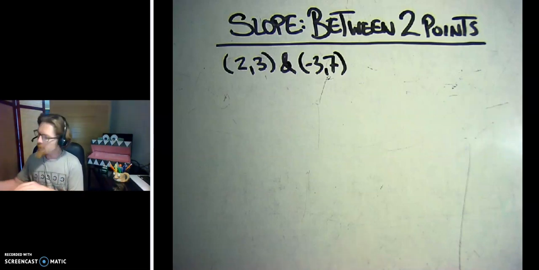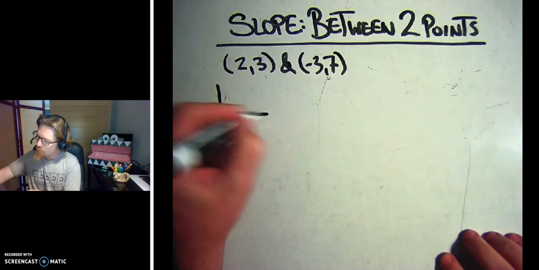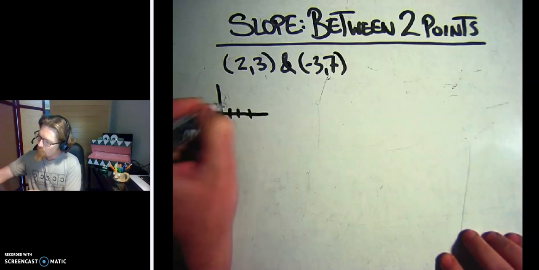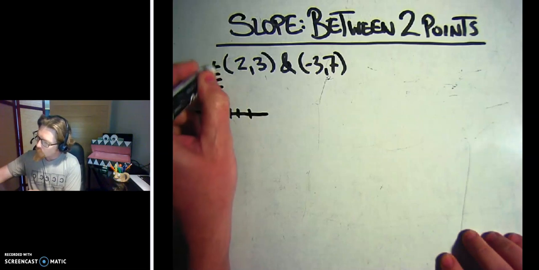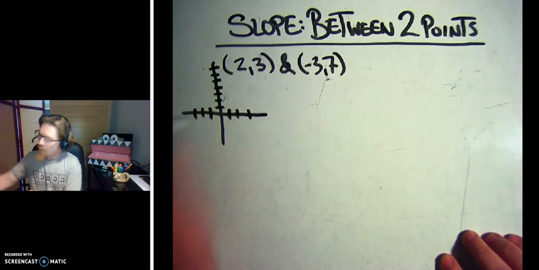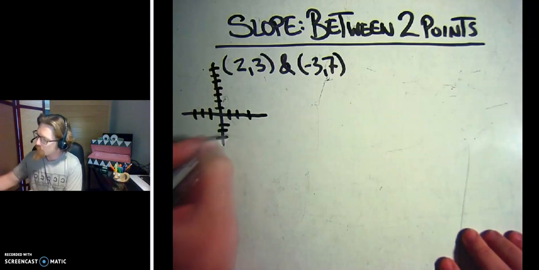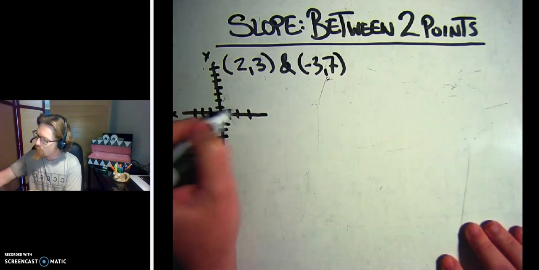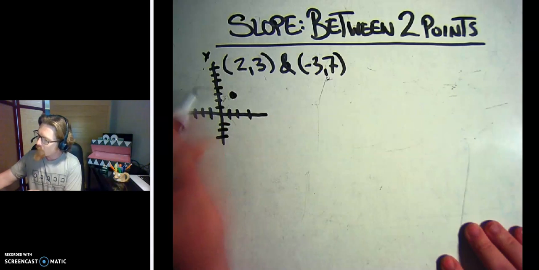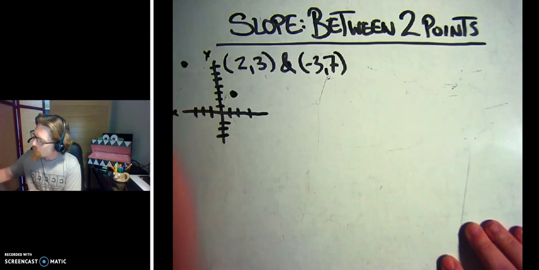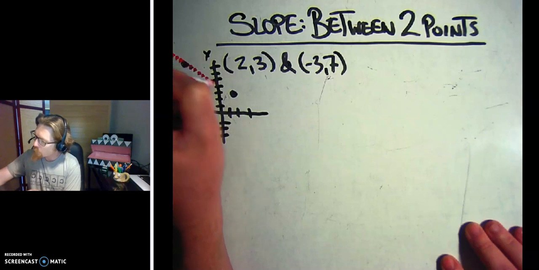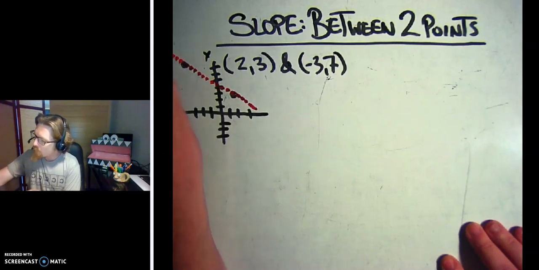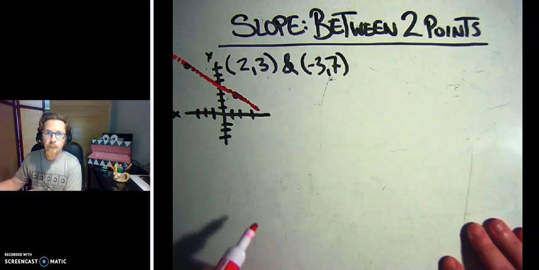Now let's just visualize these 2 points really quick. So I'm going to draw an x and a y axis. I have to go up to 7 on my y, over to -3 on my x, and I'll just put some hash marks down here. So this is my x-axis and this is my y-axis. The point (2, 3) means I go over 2 and I go up 3. And the point (-3, 7) means I go left 3 and up 7. And ultimately, what I want to know is if I were to draw a line that went through these 2 points, what would be the slope of that given line?